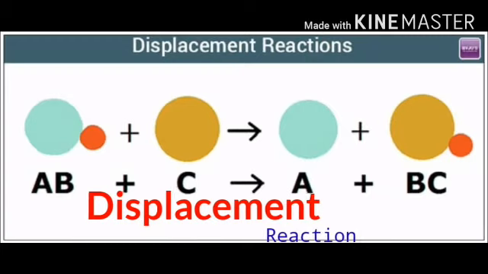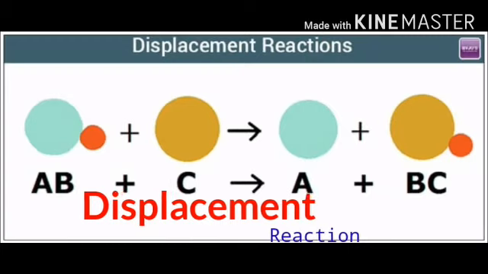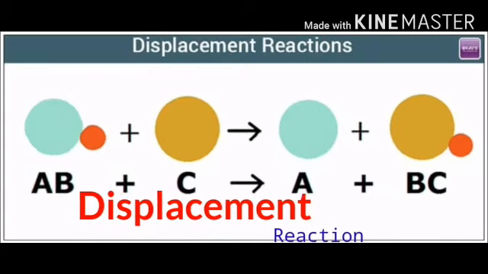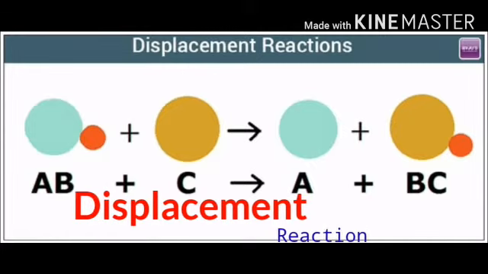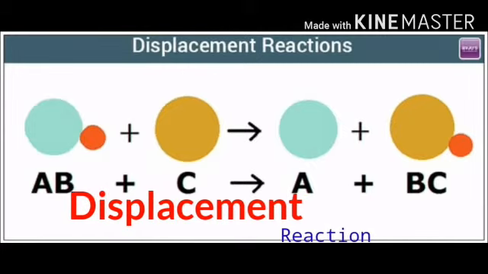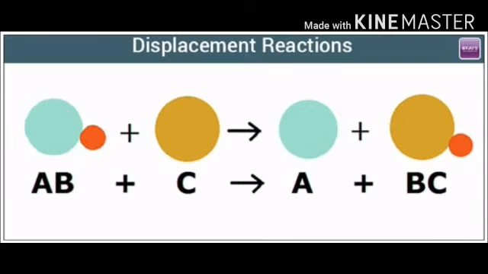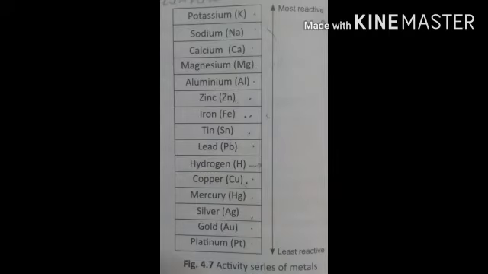The displacement reaction is a reaction in which a more reactive metal displaces a less reactive metal from its salt solution. As you can see in the table, at the top they have given the most reactive metal, potassium, and at the bottom the least reactive metal, platinum, whereas iron is more reactive than copper. So this table shows the less reactive and more reactive metals.